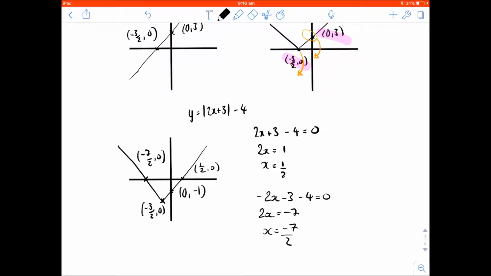So I've got my graph sketched, and I've got all the coordinates where it's crossing the axes as well as the vertex point as well.